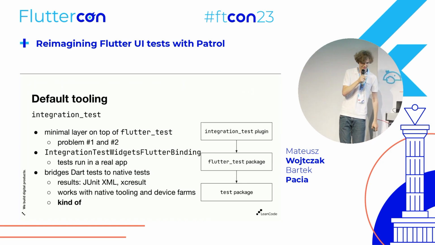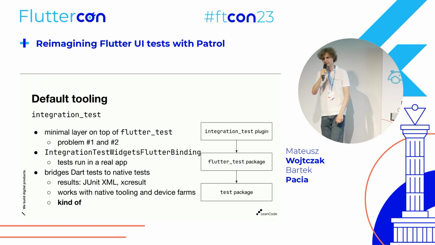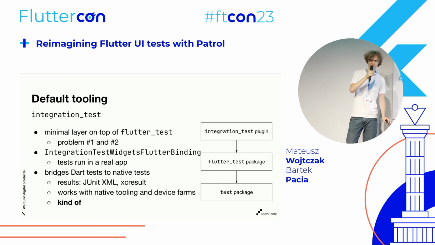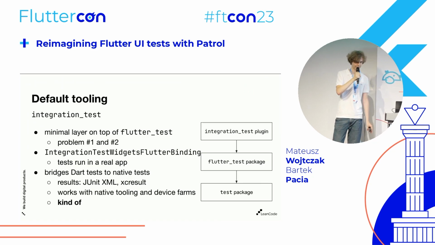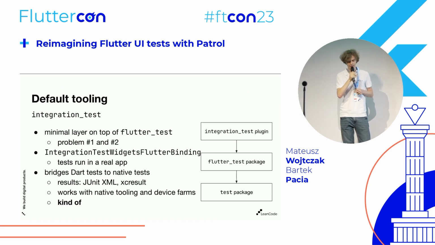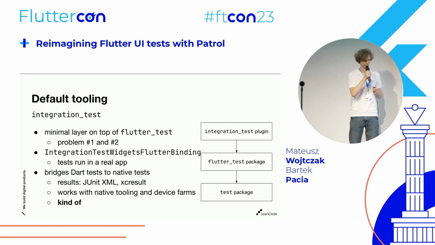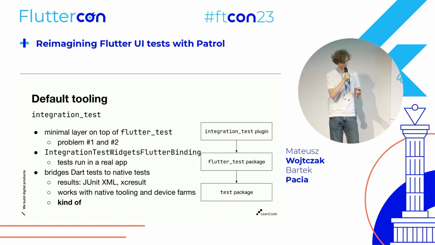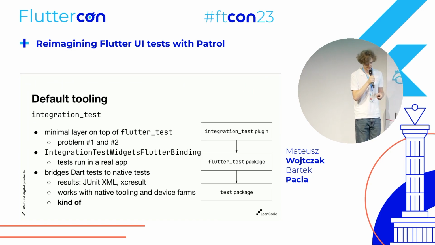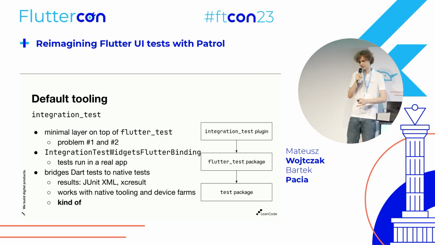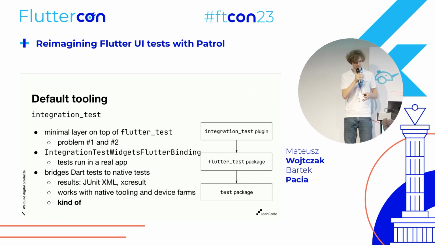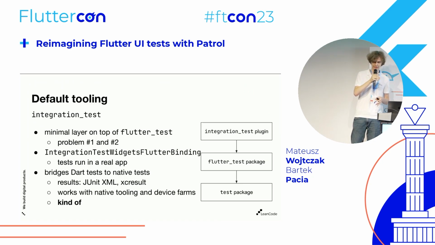And the second thing that the integration test package does is that it bridges the native world of testing with the Flutter world of testing. So practically speaking, what you get by using the integration test package is that you can run your Flutter tests written in Dart, and you can get test results in a format that the native platform can understand. So in case of Android, that's JUnit XML, and in case of iOS, that's XCResult. And these formats are really popular, and all the native tooling can understand them. So the integration test package is kind of a bridge with the native world.